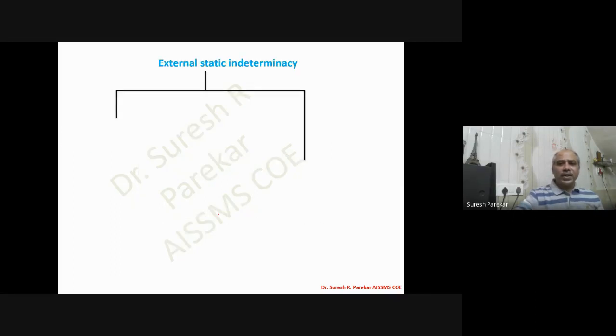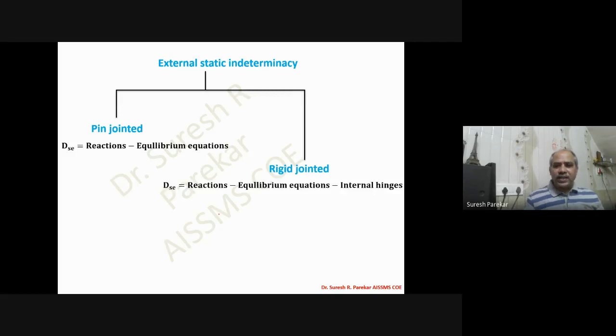Now we will go to external static indeterminacy. Again, we have two types of structures. One is pin jointed, and here we have DSE equal to reactions minus equilibrium equations. Simple, we are going to use the formula, and by using this formula we are in a position to calculate the DSE value. If we go to rigid joints, then we have DSE equal to reactions minus equilibrium equations minus internal hinges. So this is most important.